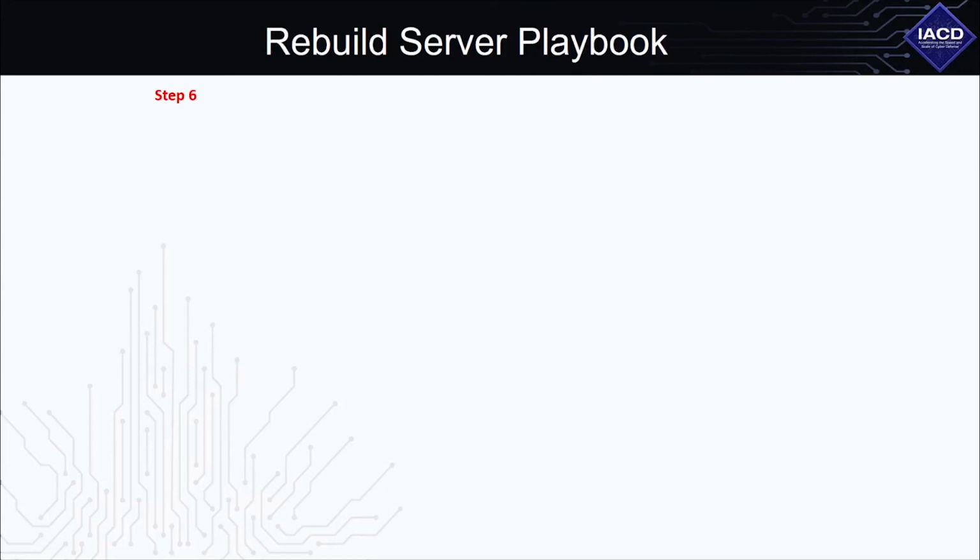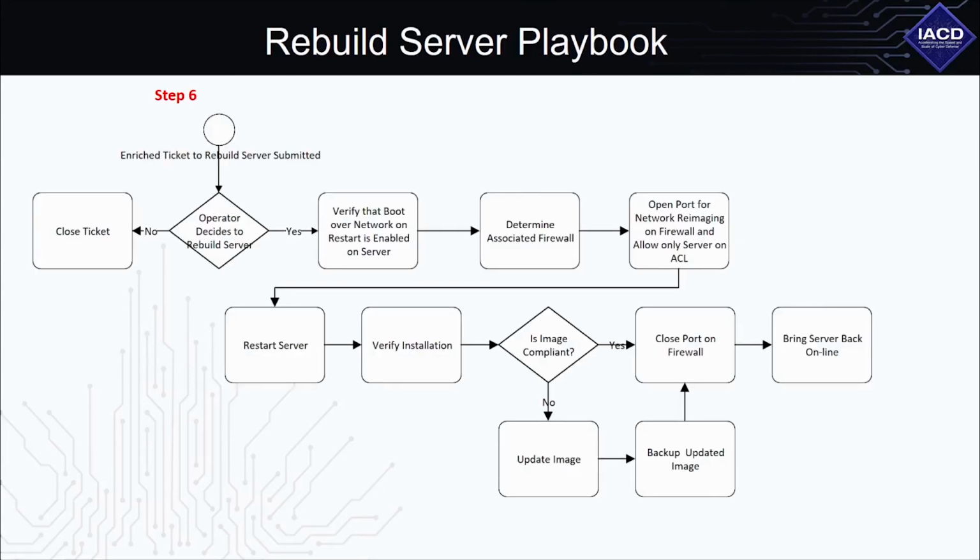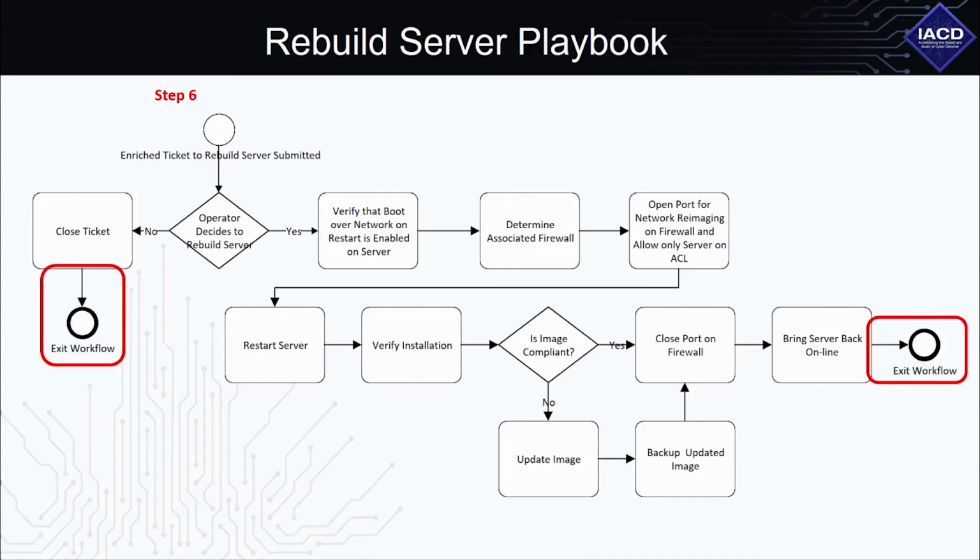Step 6. Identify the conditions that result in exiting the workflow. Ask yourself, what condition represents the end state of the playbook for my organization? What other situations or decisions would result in terminating the process? In this case, the workflow ends either if a decision is made not to rebuild the server after reviewing the ticket, or when the server is back online.